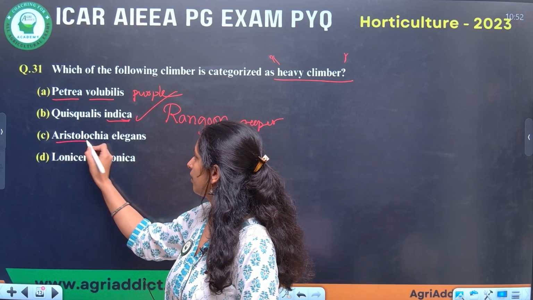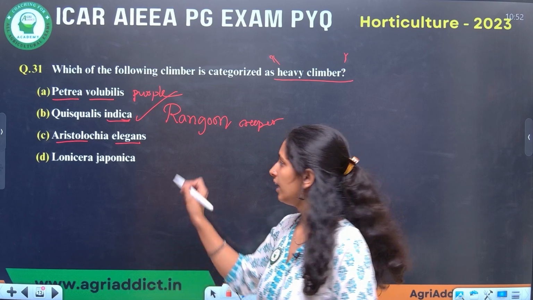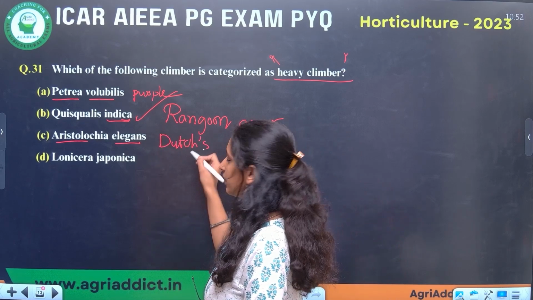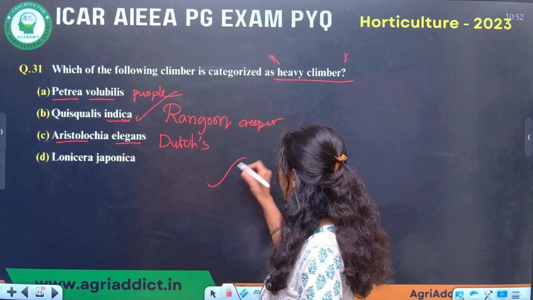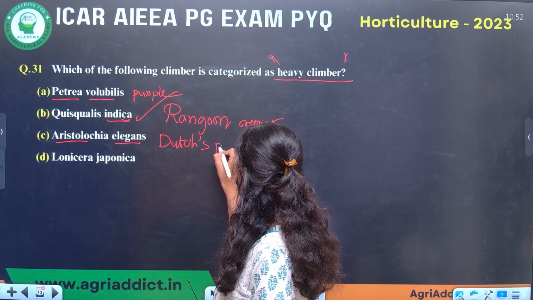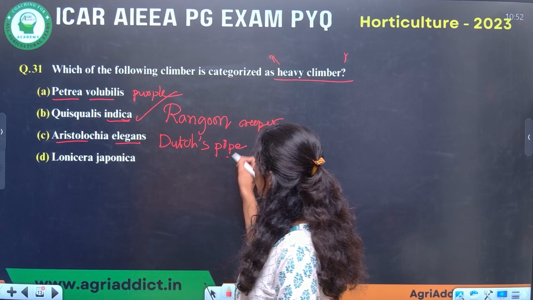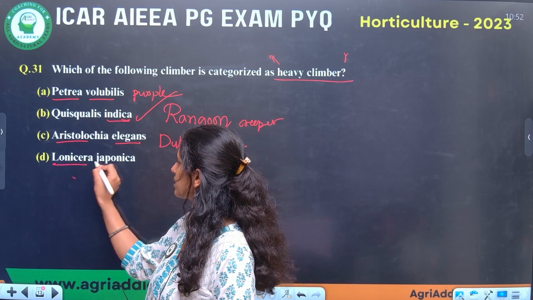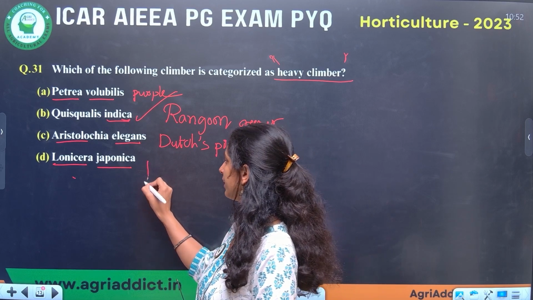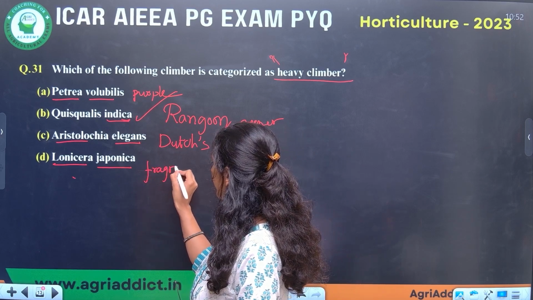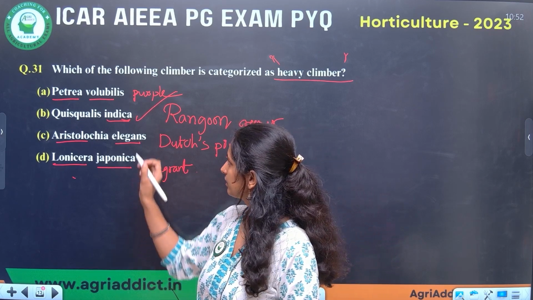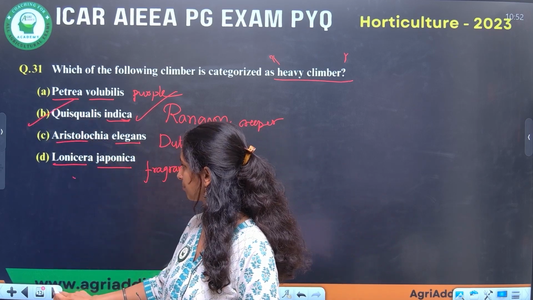And Aristolochia elegans. This is called as Dutchman's pipe. This has a very unique kind of flower. It looks like having this kind of pipe kind of flower. So Dutchman's pipe. And next option, Lonicera japonica. This is called as Japanese honeysuckle. This also has very fragrant flowers and yellowish kind of flower, yellow to white. So the right answer is B.